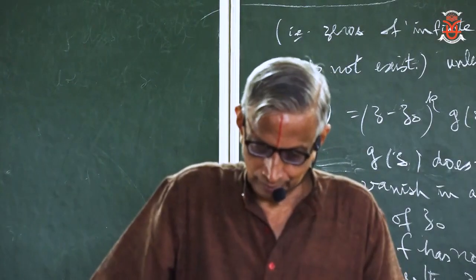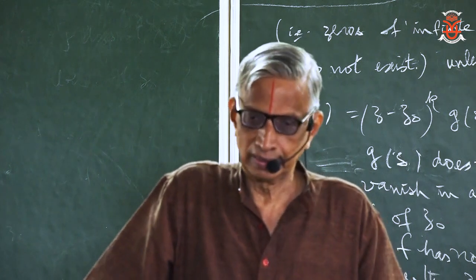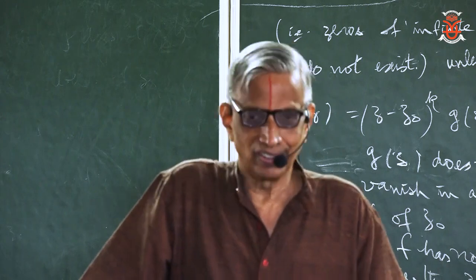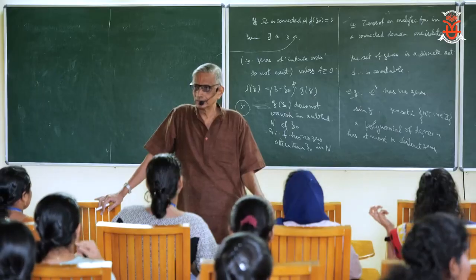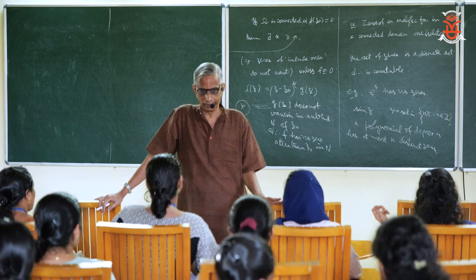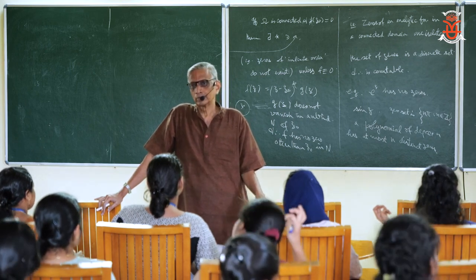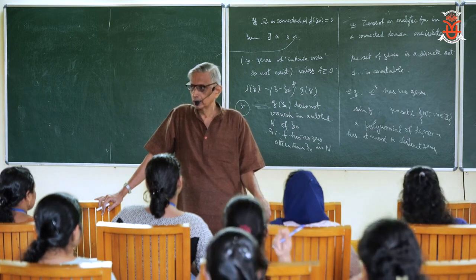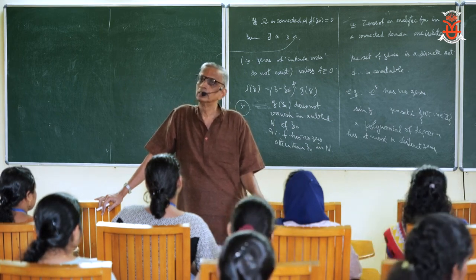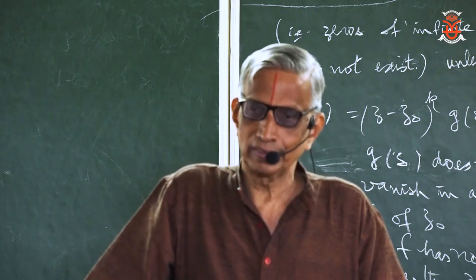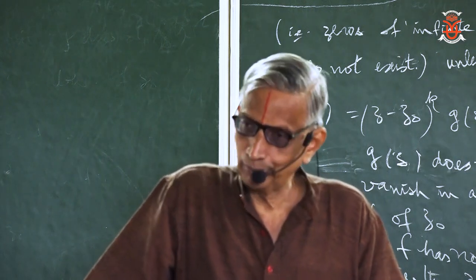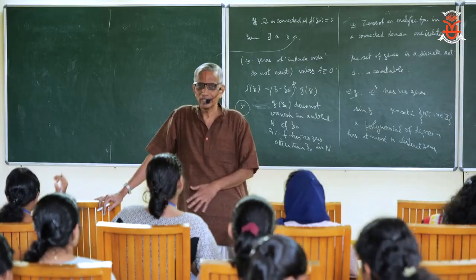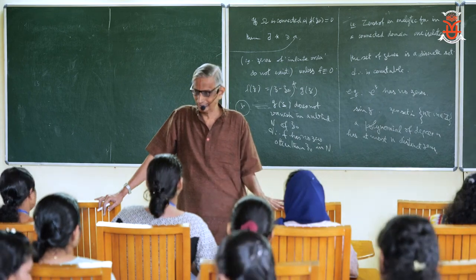So the zeros of a non-zero analytic function are isolated. Another way of expressing this is to say that if the set of zeros of an analytic function has a limit point in the domain, the function has to be identically zero, right?